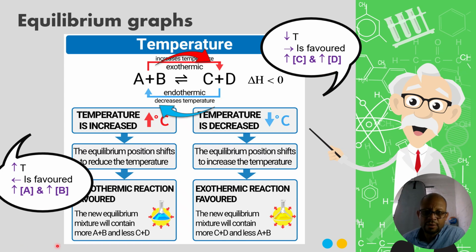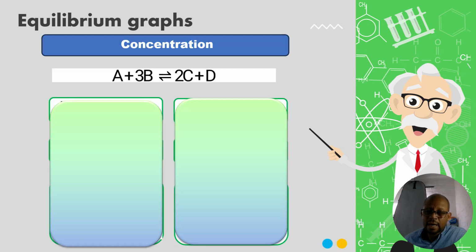Okay, now for this slide, don't forget that these two arrows must be opposite. This one must appear first when I talk about temperatures increase, and that arrow must appear once we talk about the decrease in temperature. Okay, how does concentration affect the equilibrium?